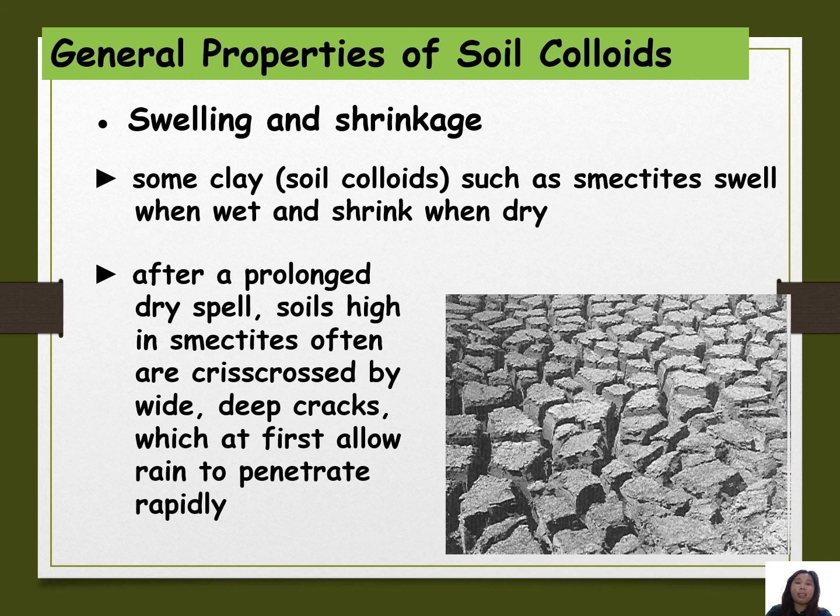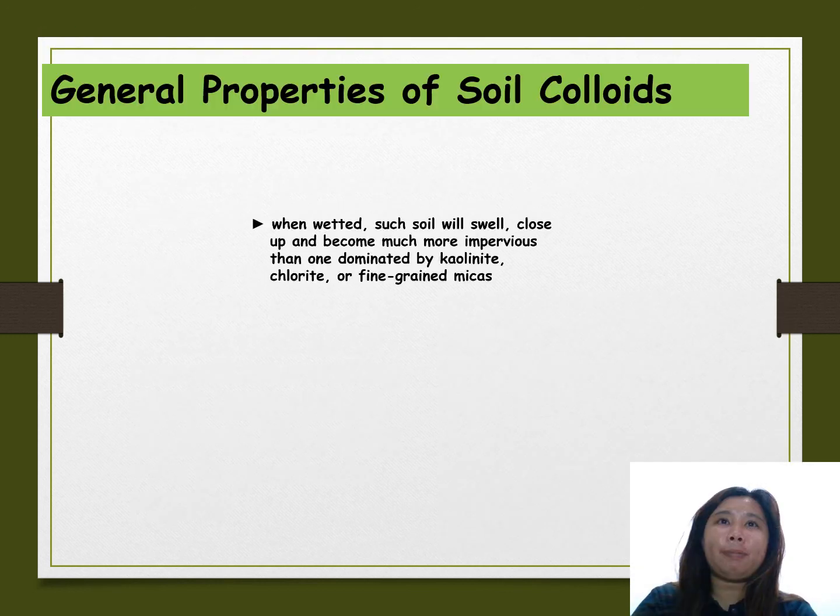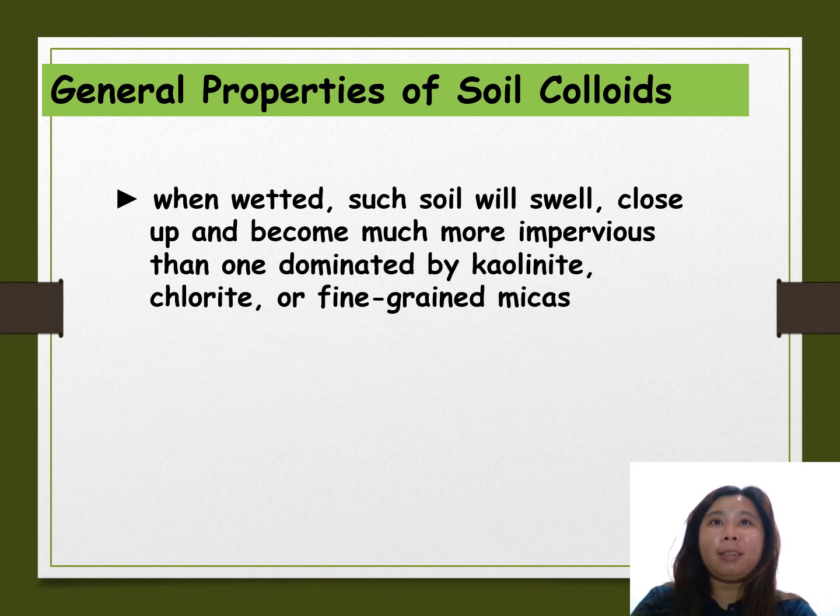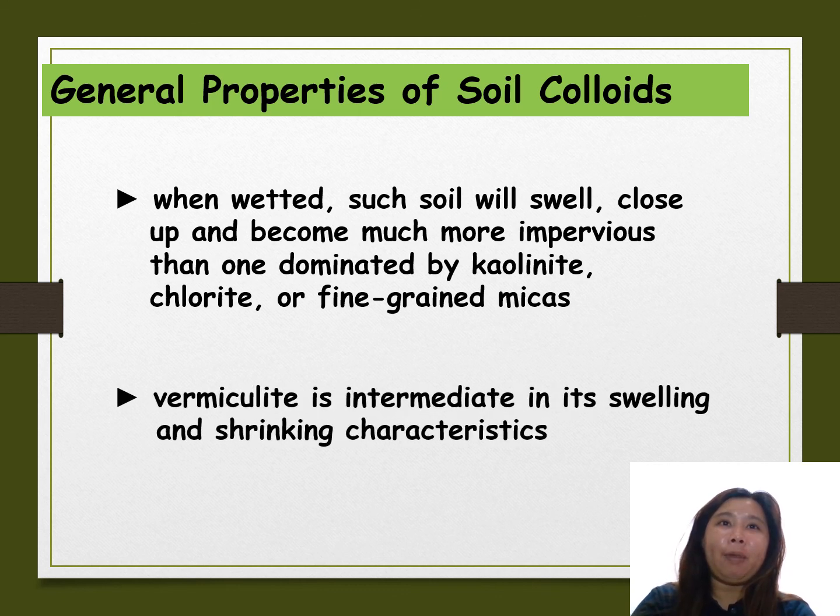After a prolonged dry spell, soils high in smectites often are crisscrossed by white, deep cracks which at first allow rain to penetrate rapidly. When wetted, such soil will swell, close up and become more impervious than one dominated by kaolinite, chlorite, or fine-grained micas. Vermiculite is intermediate in its swelling and shrinking characteristics.